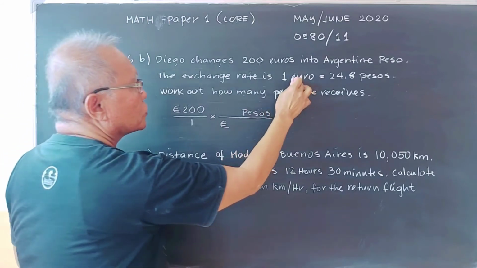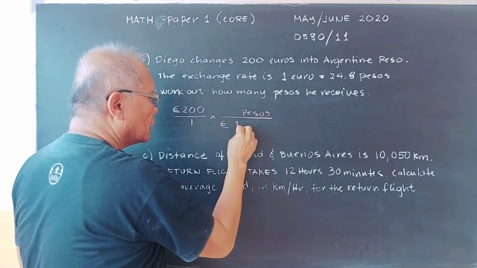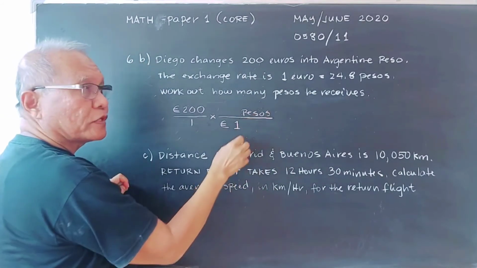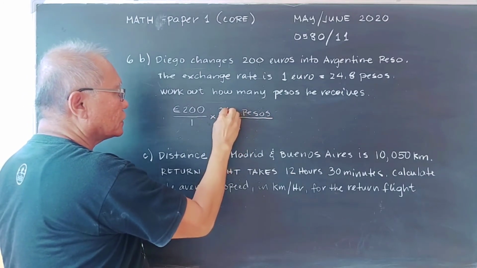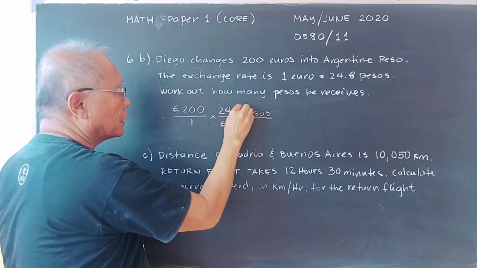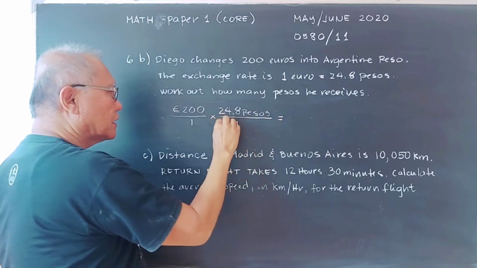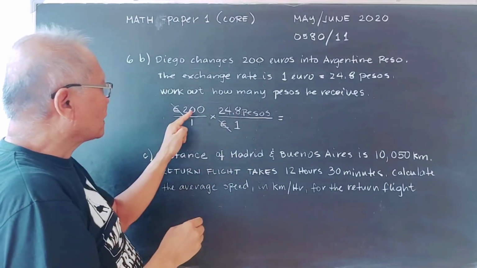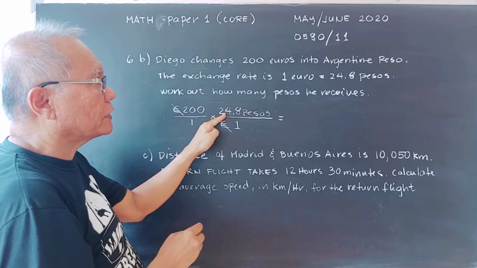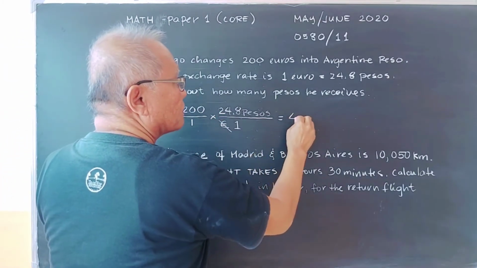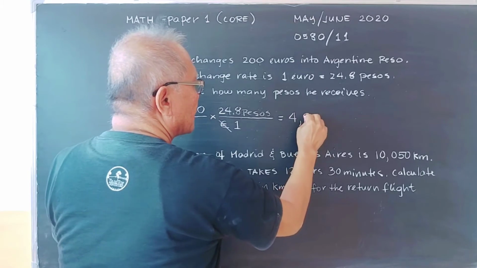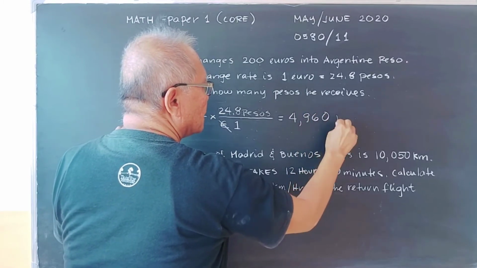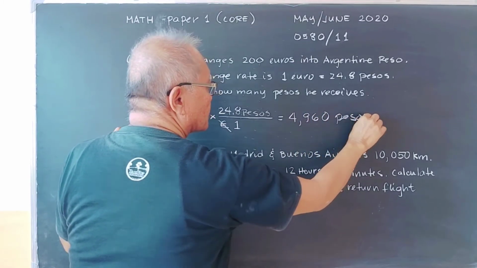So our conversion is 1 euro here is 24.8 pesos. So 24.8 is here. So we cancel the euro. So our unit now is in pesos. So we just multiply 200 times 24.8 will give us 4,960 pesos.